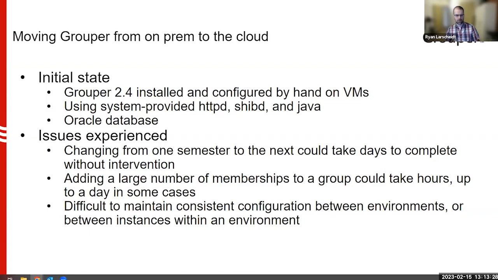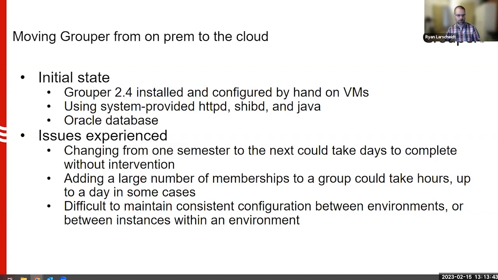And the last time this went really poorly, term changeover started on a Sunday and the processing didn't finish until Friday, which was really not good. So we did try to do some things to intervene to try and make this easier.